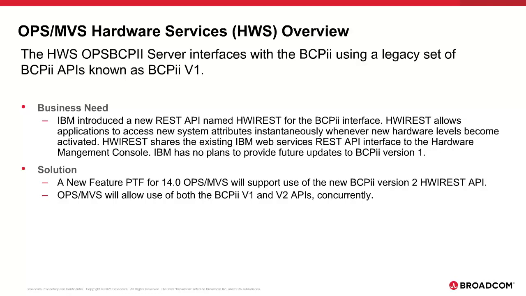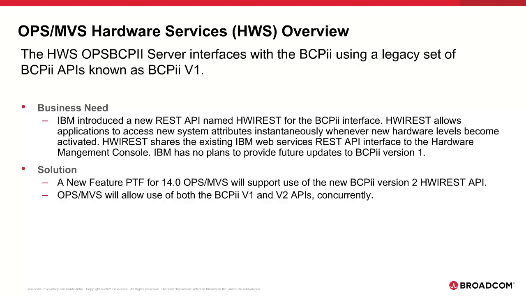As for the business need, IBM introduced a new REST API named HWIREST for the BCPII interface. HWIREST allows applications to access new system attributes instantaneously whenever new hardware levels become activated. HWIREST shares the existing IBM Web Services REST API interface to the hardware management console. IBM has no plans to provide future updates to BCPII version 1.